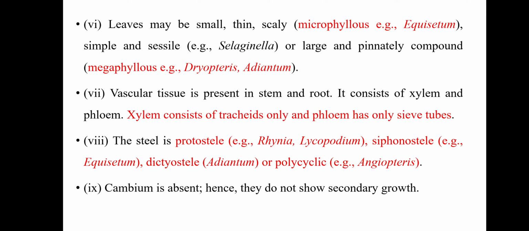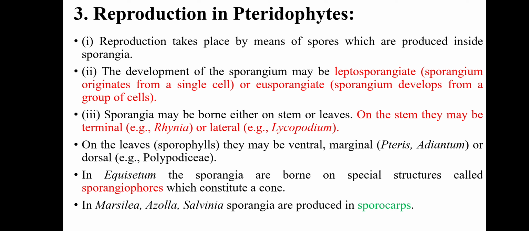Cambium is totally absent. Cambium helps in the secondary growth of the plant. So as cambium is absent in pteridophytes, they do not show secondary growth. Then reproduction in pteridophytes: they reproduce by means of spores, which are produced inside the sporangia. The development of the sporangium may be leptosporangiate or eusporangiate. Leptosporangiate means the whole sporangium originates from a single cell, and eusporangiate means the sporangium develops from a group of cells.